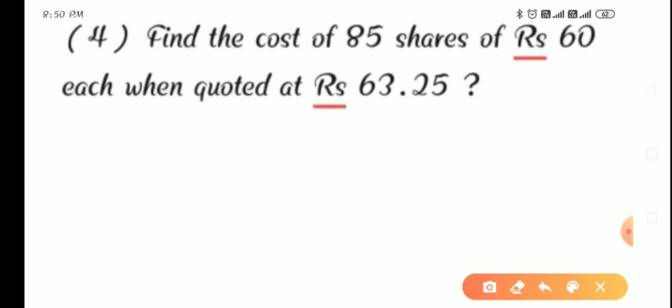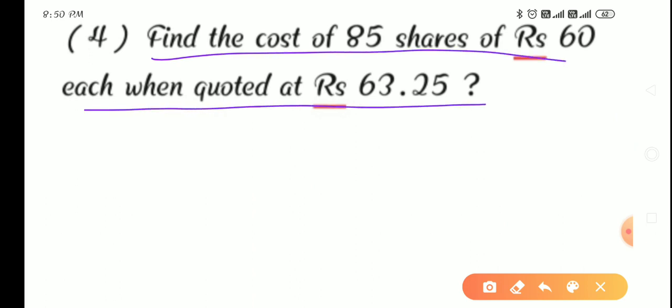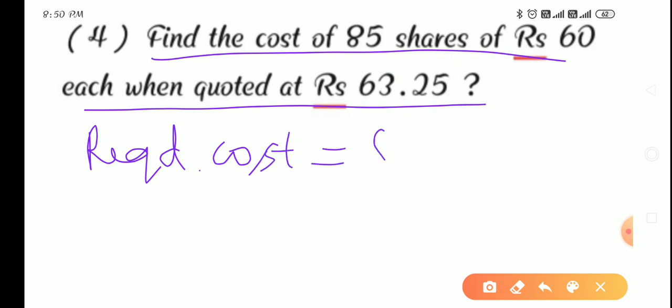Now fourth question, you can see what is given in the fourth question. Find the cost of 85 shares of rupees 60 each when quoted at rupees 63.25. The cost of 85 shares you have to find. It means that again you have to find the investment. So you can write required cost, according to the tone of the question. Required cost: number of shares 85 multiplied by NV is 60, and MV, but you are purchasing the share at rupees 63.25. It is said in the question quoted at rupees 63.25. It means that MV of 1 share is 63.25.